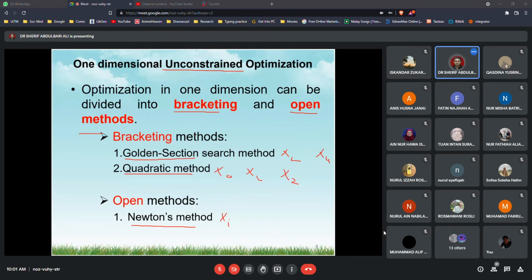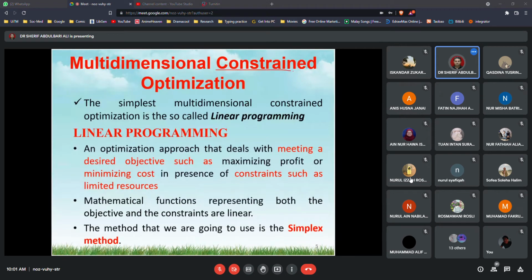Today, solving for optimization is a little bit different because we are going to deal with the constrained optimization problem. That means we are not free to find the maximum or the minimum value of a function. There will be some limitations in there. So this is what we call multi-dimension constrained optimization, and it is also called linear programming.